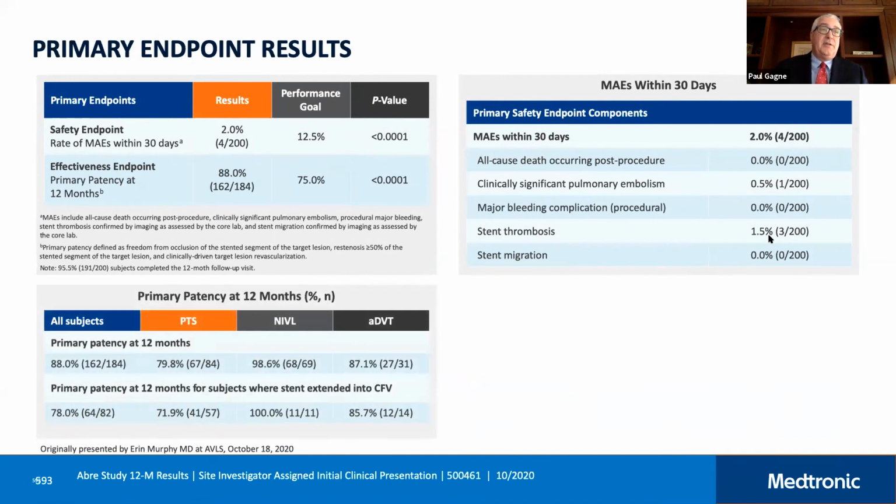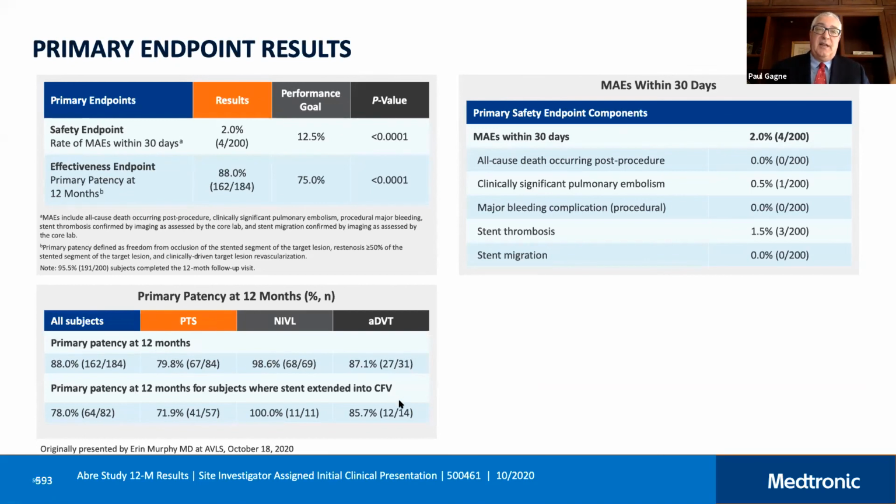When you look at the primary patency by the etiology of the outflow obstruction, the post-thrombotic patients had just under 80% patency at 12 months. The patients with compression lesions, better as generally they are, had 98% primary patency, and then the acute DVT patients in the middle with a primary patency of 87%.